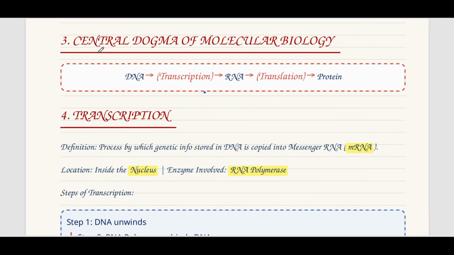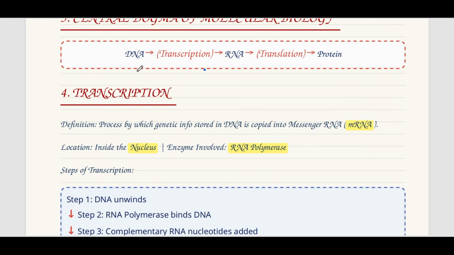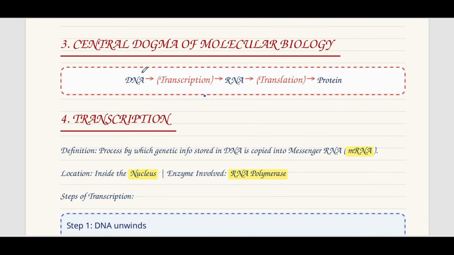Now we are going to learn about the central dogma of molecular biology. Briefly, you understand, DNA is converted into RNA, and RNA is converted into protein. RNA will synthesize the protein. DNA forms RNA with the help of transcription. From RNA to protein synthesis, the process is translation.